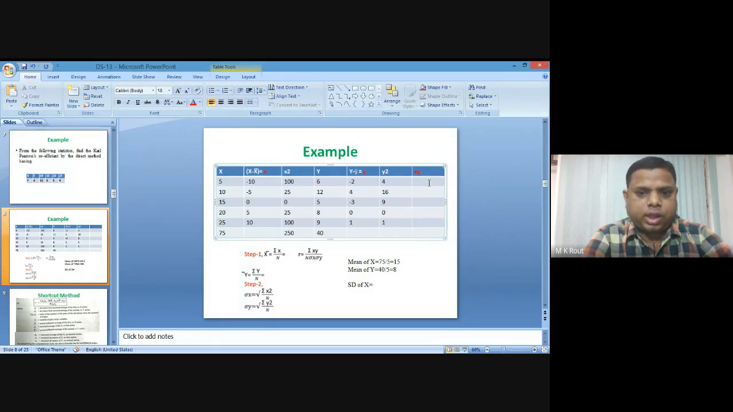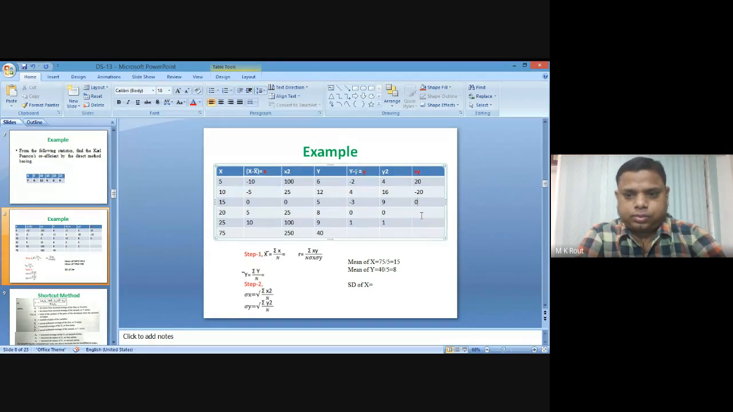If you multiply x into y, that means how much? This one is 20. The next one is minus 20. The next is 0 into minus 3, that is 0. The next one is 5 into 0, that is 0. And 10 into 1, that equals to 10. So what is the sum? 10.